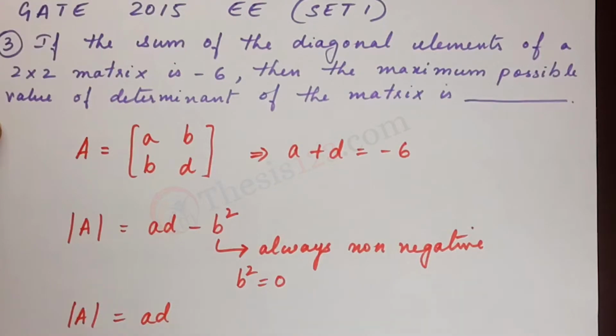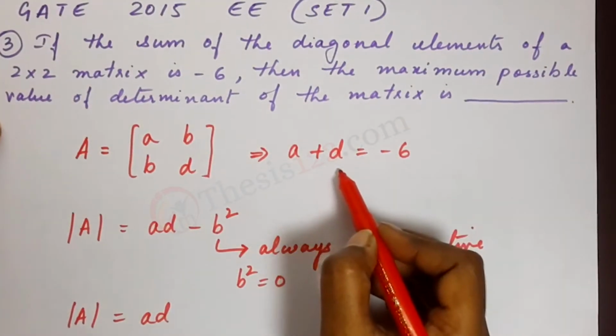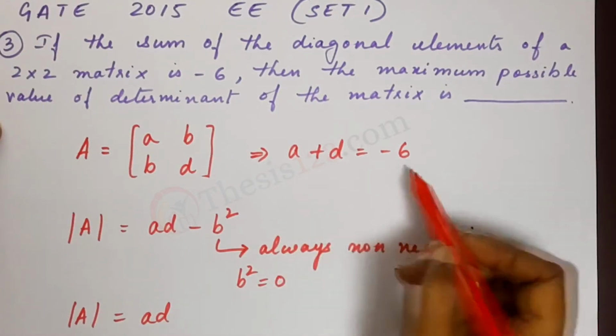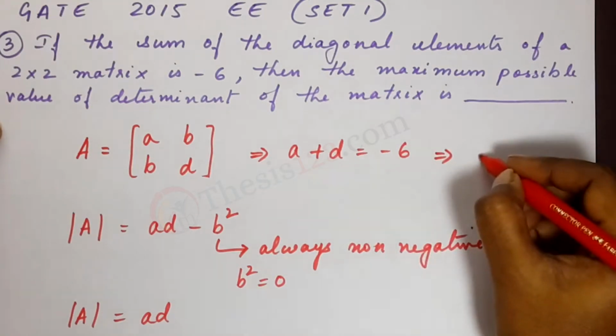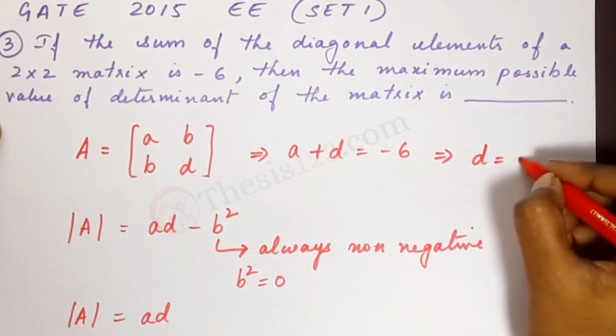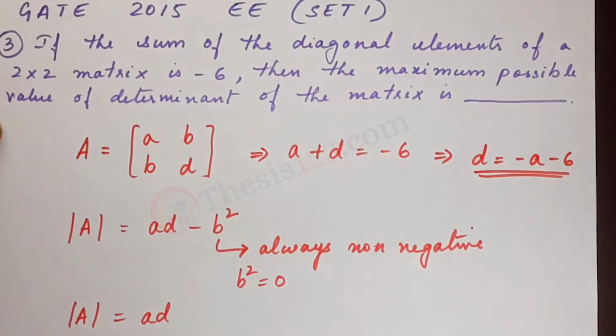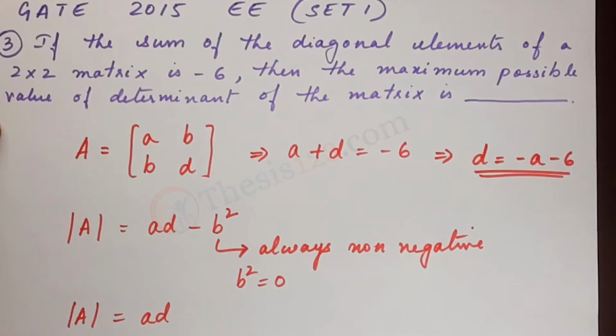Next, let's look at maximizing the determinant. Now we'll use this equation here: A plus D equals minus 6. If A plus D is equal to minus 6, what would D be? D would be equal to minus A minus 6. Now let's use this here. Det A is equal to A into minus A minus 6, which is minus A square minus 6A. So the expression for det A is minus A square minus 6A.